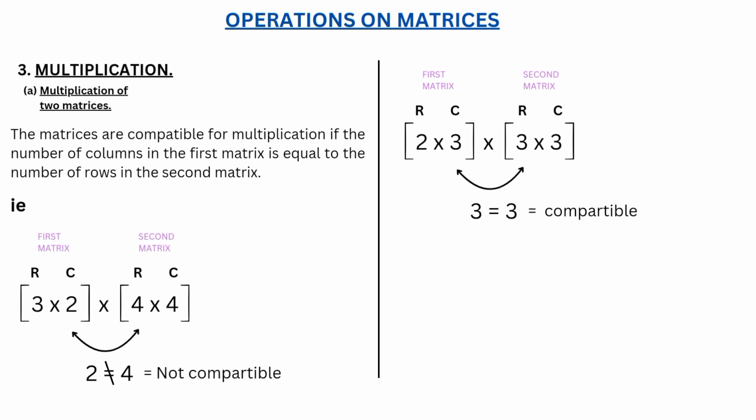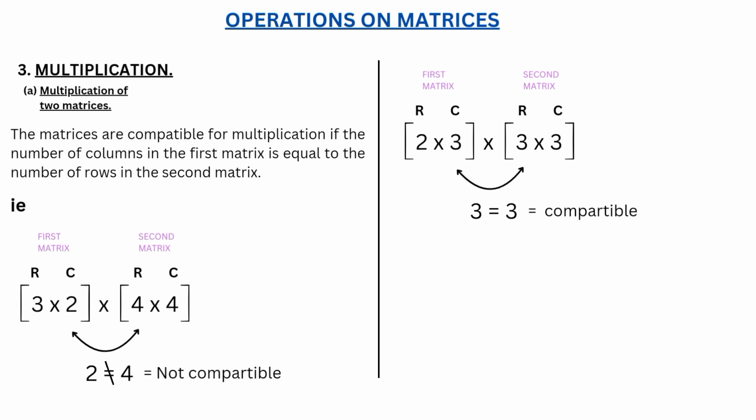So the first matrix is a 3 by 2 matrix, which means it has 3 rows and 2 columns. The second matrix is a 4 by 4 matrix, which means it has 4 rows and 4 columns. So in order for matrices to be compatible for multiplication, the number of columns in the first matrix has to be equal to the number of rows in the second matrix. So in this case, it's not compatible since the first matrix has 2 columns and the second matrix has 4 rows, and 2 is not equal to 4, which means it's not compatible.